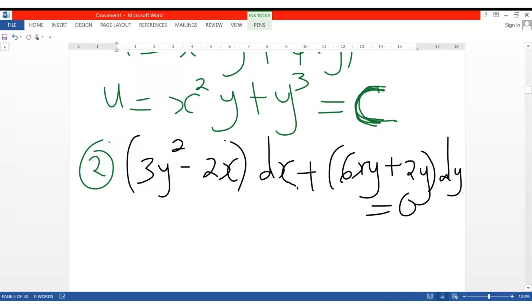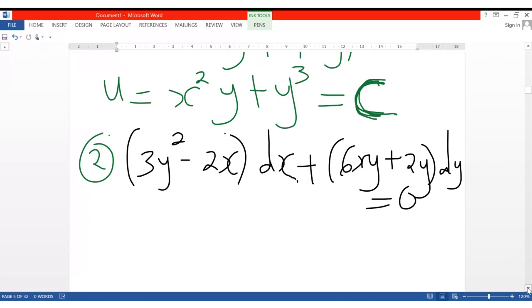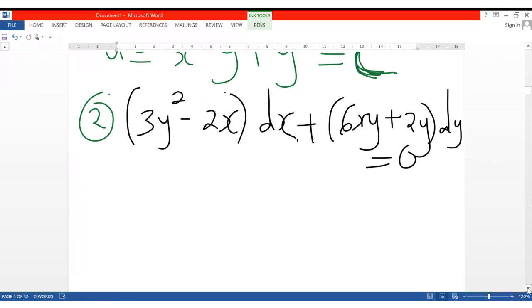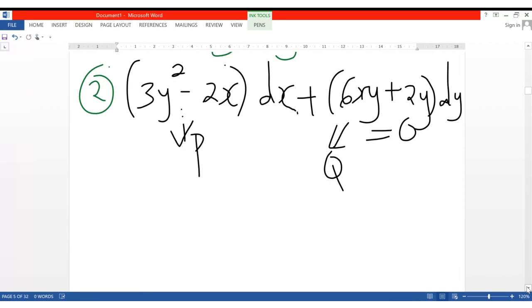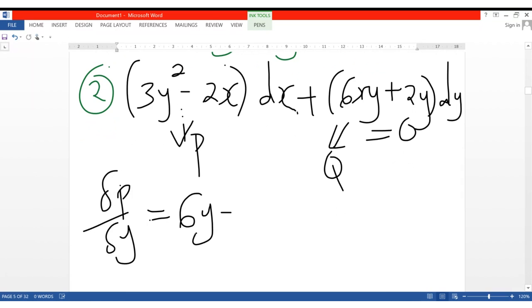So the first thing I'll do is to check if the equation is exact. So this one is my p, this one is my q. So I'll differentiate p in terms of y. So this one, partial p, partial y. If you do this one in terms of y, you'll get 6y. And then minus 2x, there's no y, so you'll get 0. So that one is the same as 6y.